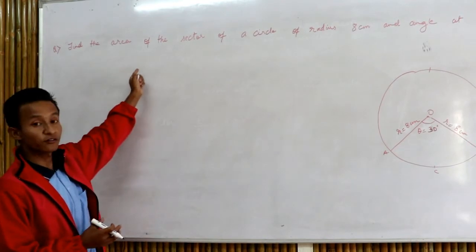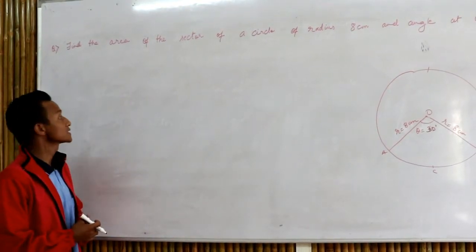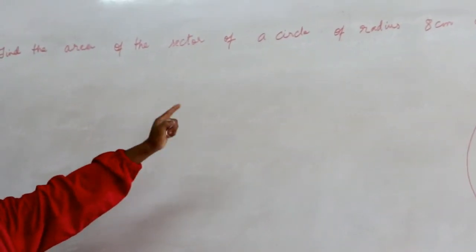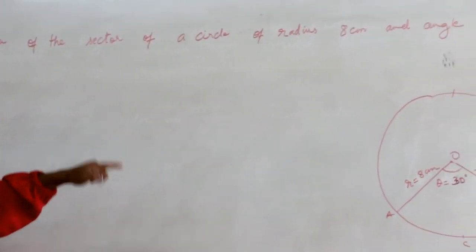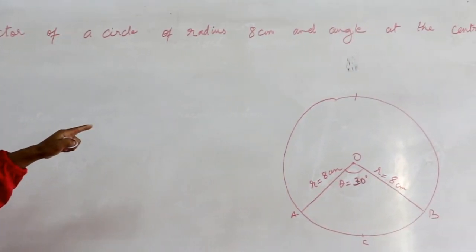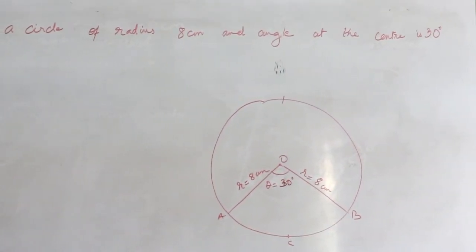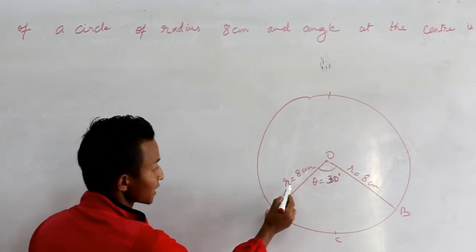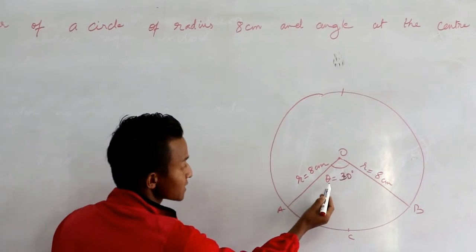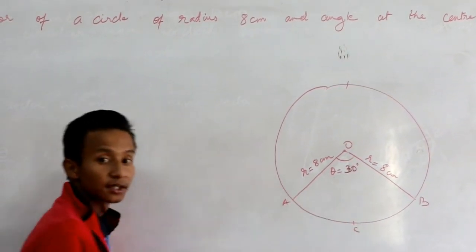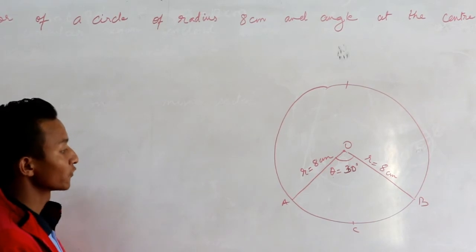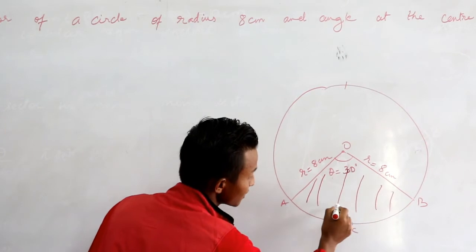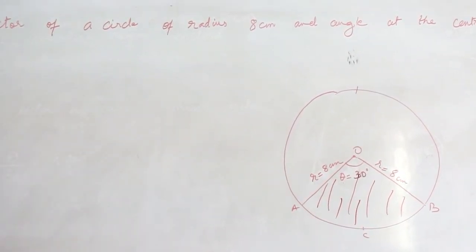Here is our first problem. Find the area of the sector of a circle of radius 8 cm and the angle at the center is 30 degree. So this is a circle, the given radius r is 8 centimeter, and this angle theta is equal to 30 degree. We have to find the area of this sector, the area of this shaded portion.